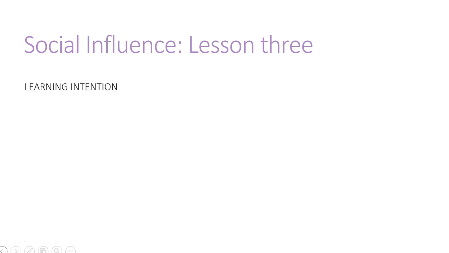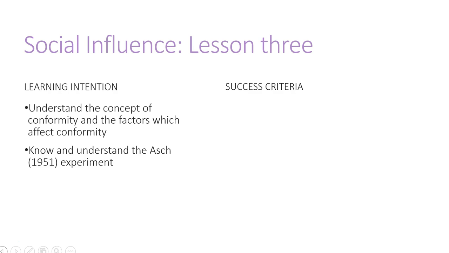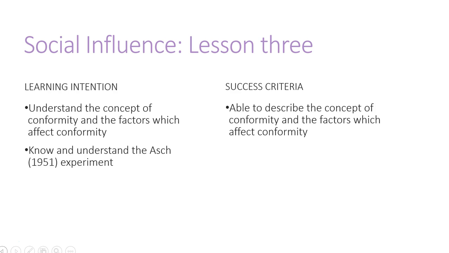The learning intention for today is for you guys to understand the concept of conformity and the factors which affect conformity, to also know and understand the Asch experiment which occurred in 1951. You'll know that you've been successful in this criteria when you are able to describe the concept of conformity and the factors which affect it, and are also able to explain the Asch experiment.